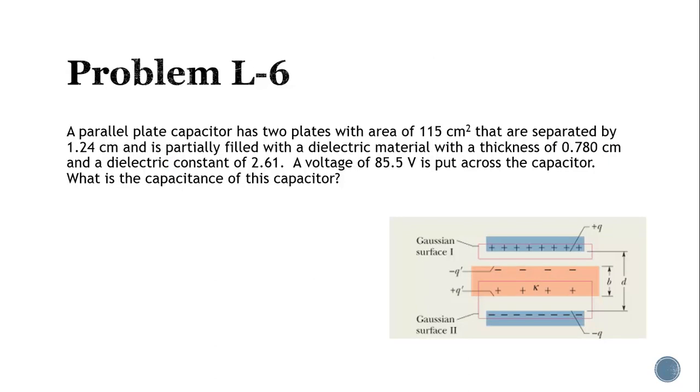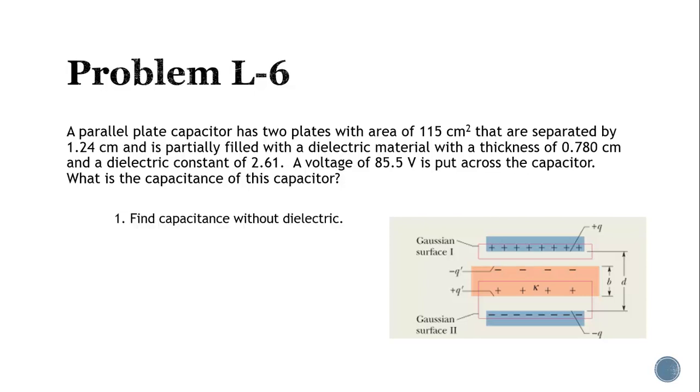So let's do kind of our last problem here. We have a parallel plate capacitor with two plates. The area of the plates is 115 centimeters squared, and they're separated by a distance d, which is 1.24 centimeters. It's partially filled by a dielectric material with a thickness b, 0.78 centimeters. The dielectric constant of that material is 2.61. We put a voltage of 85.5 volts across the capacitor, and I want to figure out the capacitance of this capacitor. I'm going to go through several steps working through this problem because it gives us some ways to describe things.